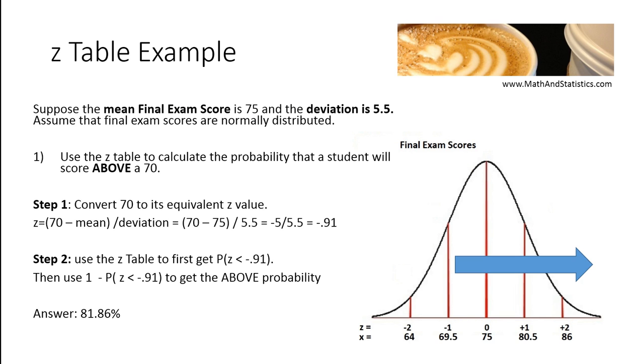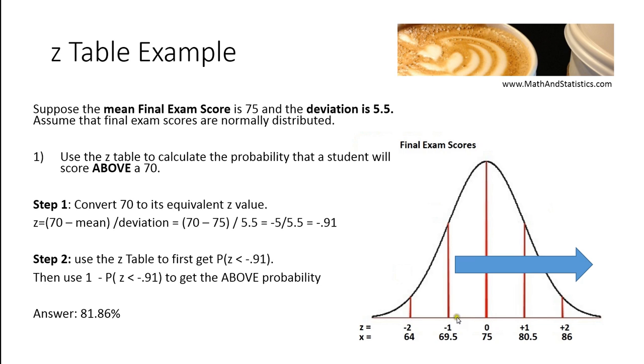All right, let's do the next example. In the next example, we want to use the z-table to calculate the probability that a student will score above a 70. Same data set, the mean's still 75, the deviation's still 5.5. But in this case, we want the probability not of below, but of above 70. Let's see what that looks like on our bell curve. 70 is somewhere right around here.